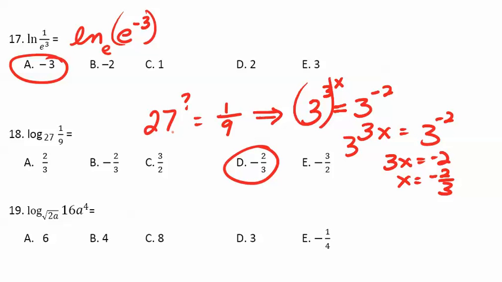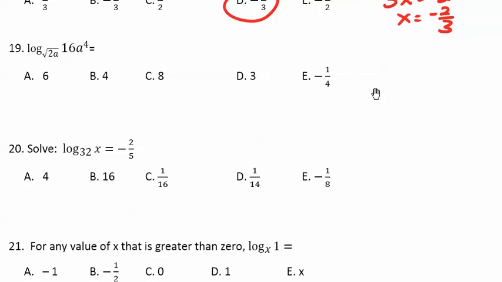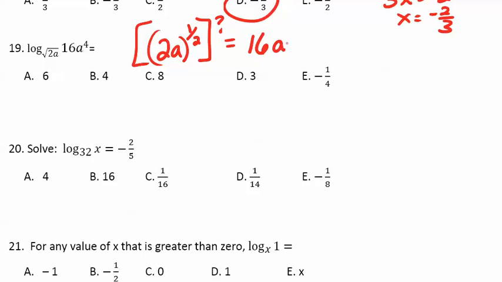All right, number 19 looks very complicated, but again, the trick here is that our base is the square root of 2a, and if you wish, remember, square root can be written as a 1/2 power. So there's our base, the square root of 2a, and our question is, what's the logarithm? So what's the exponent we should put on that base if we want to turn this into 16a to the 4th as our result? So you might be able to start thinking about what exponent you want to do here.